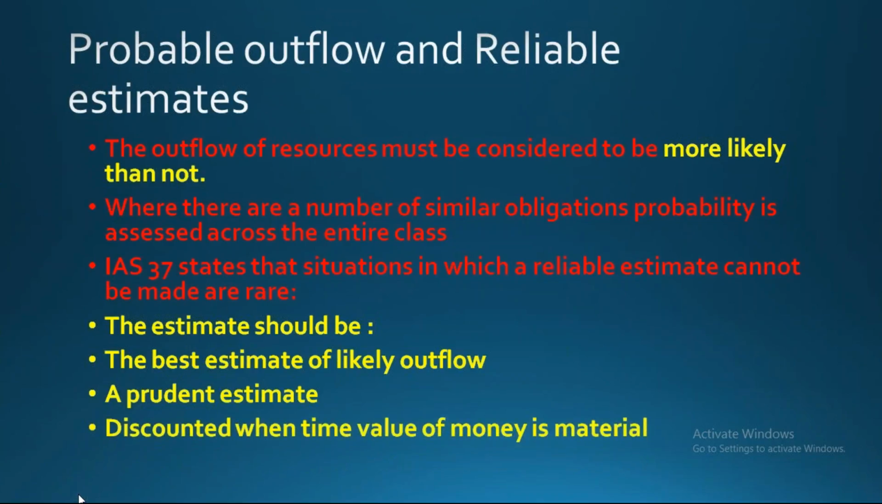Discounted when the time value of money is material. Sometimes it is not payable today, it is payable in 3 years' time. In that case, you have to bring it to the present value. But if it is 2 months, 3 months, don't discount it because the time value of money won't change on a monthly basis. If it is 1, 2, 3 years, then of course you bring it to present value, because IAS 37 says when the time value of money is material.